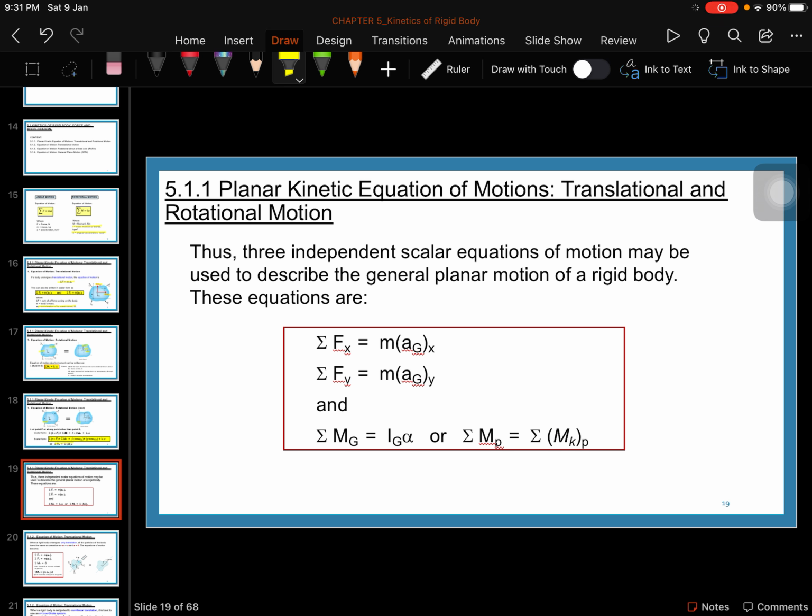Okay, next. These three independent scalar equations of motion may be used to describe the general planar motion of a rigid body. So these equations are: first, Fx equals m(aG)x, and second, Fy equals m(aG)y, and the summation of MG equals IG alpha, or the summation of MP at P equals the summation of (Mk)P.